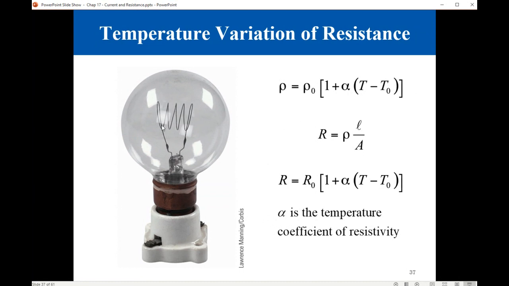So when current goes through the light bulb, because of the resistance, which is like friction in mechanics, the electron collisions among themselves will increase the temperature. As the temperature increases, the resistance increases. As the resistance increases, the current decreases.